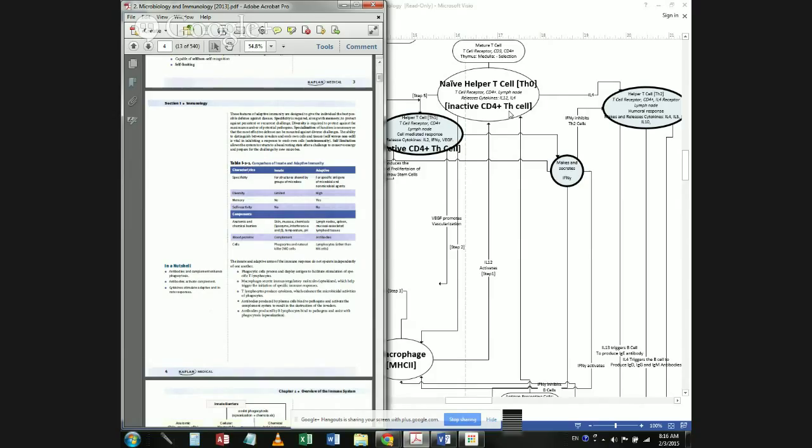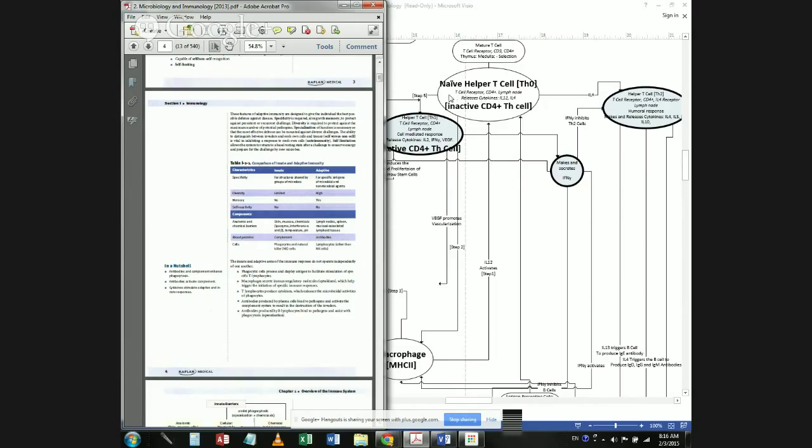Which will enhance the microbiocidal activities of phagocytes. So this will go back here and activate the macrophage again to start the kill response. Antibodies produced by plasma cells will bind to pathogens and activate the complement system to result in the destruction of the invaders.